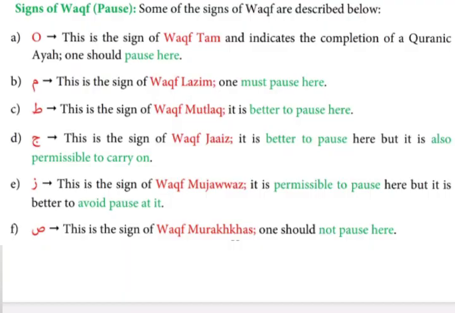Next. Za. This is the sign of waqf mujawwaz. It is permissible to pause here, but it is better to avoid pausing at it. Sometimes you see a small za as a sign of waqf in the Holy Quran. When you see this sign, it is permissible to pause here, it is allowed to pause here, but it is better to avoid pausing at it. It is better to read without doing waqf. It is better to read without pausing when you see a small za sign in the Holy Quran.